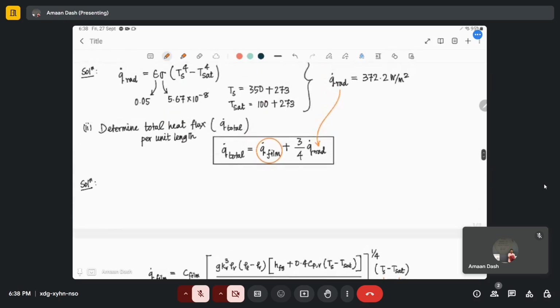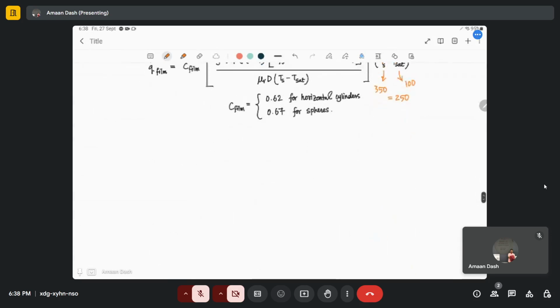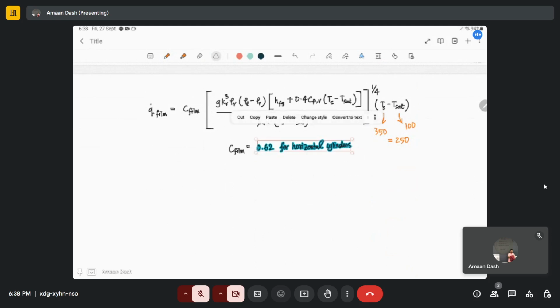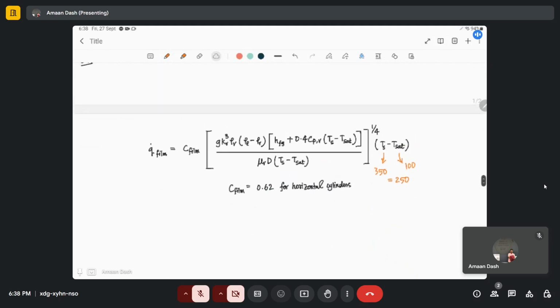Which value of C can we take? Obviously this is the case of a cylinder. So we can remove this and use 0.6, this particular form for cylinder. All the values you see are given.